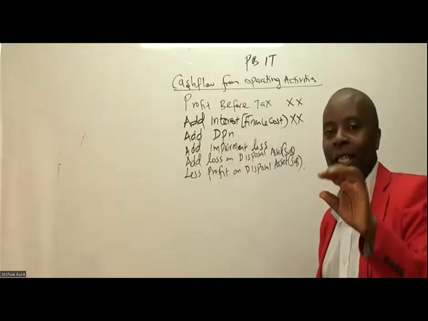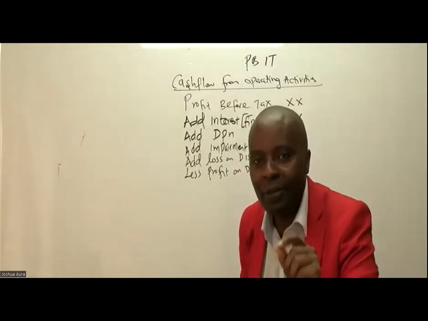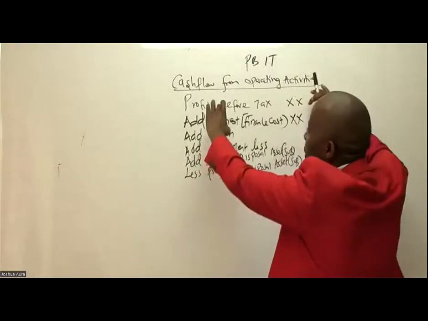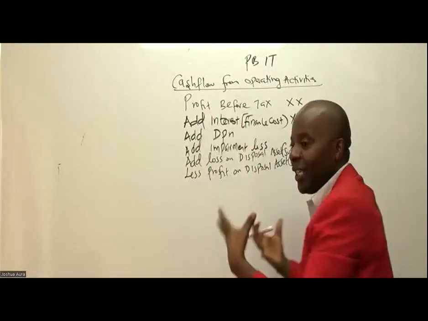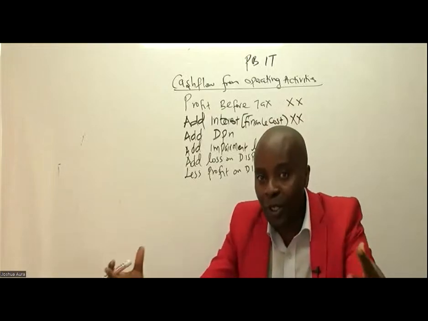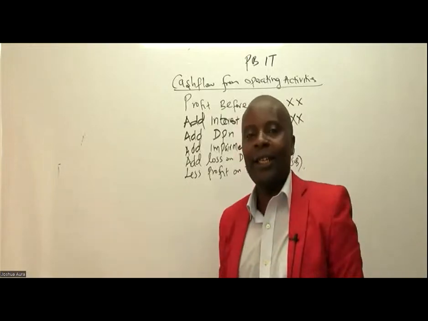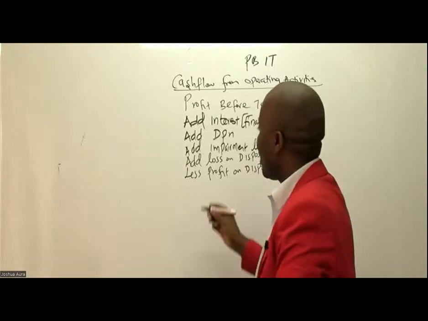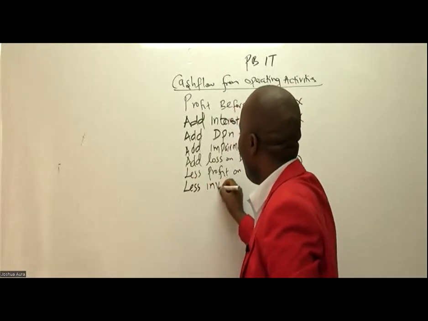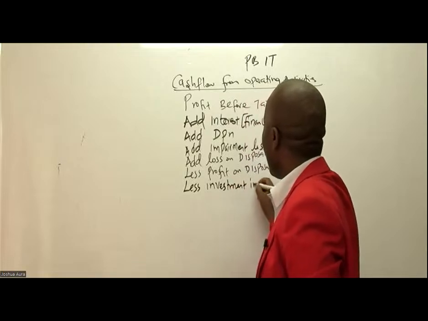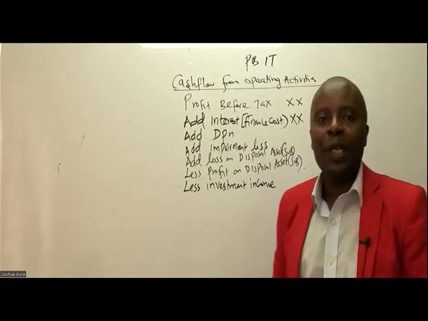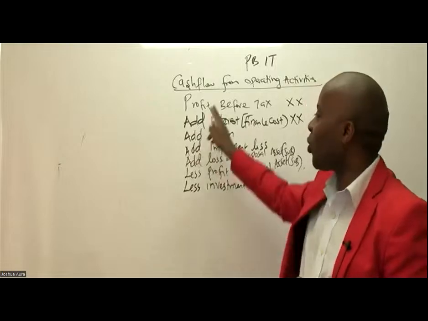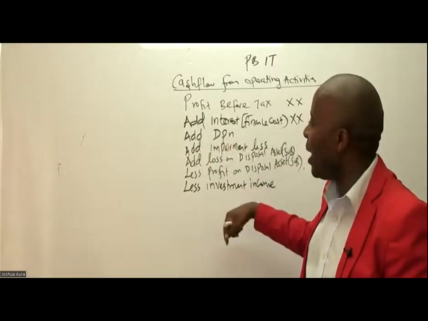Then I can see what Sabrina is telling me, that these people must have included investment incomes in arriving at this figure. But we want just profit out of our operations, profit out of our sales. So in this case, you need to come and less any investment income, like rental incomes, income from associates, etc. They are not supposed to be here. You're supposed to subtract them.